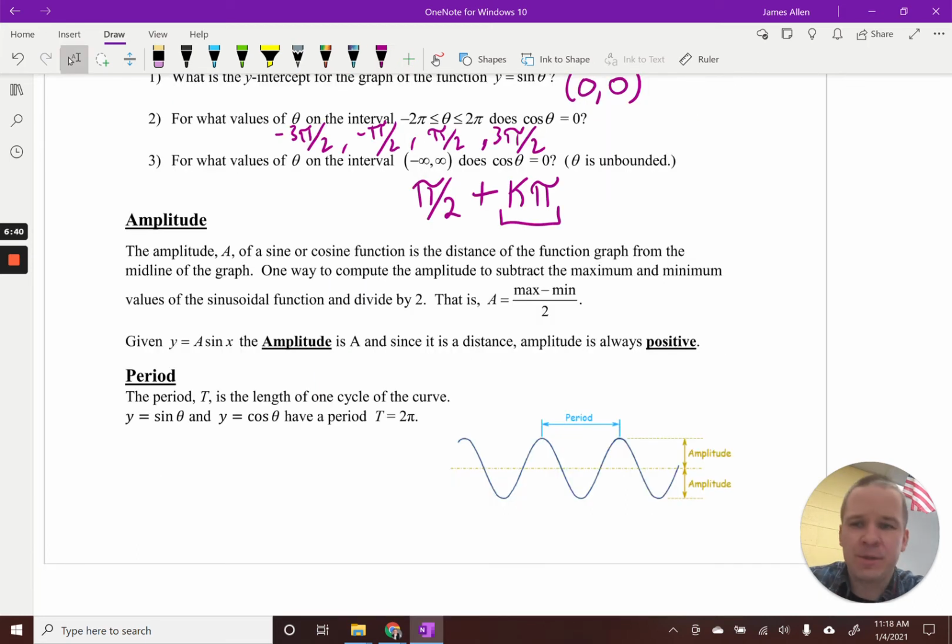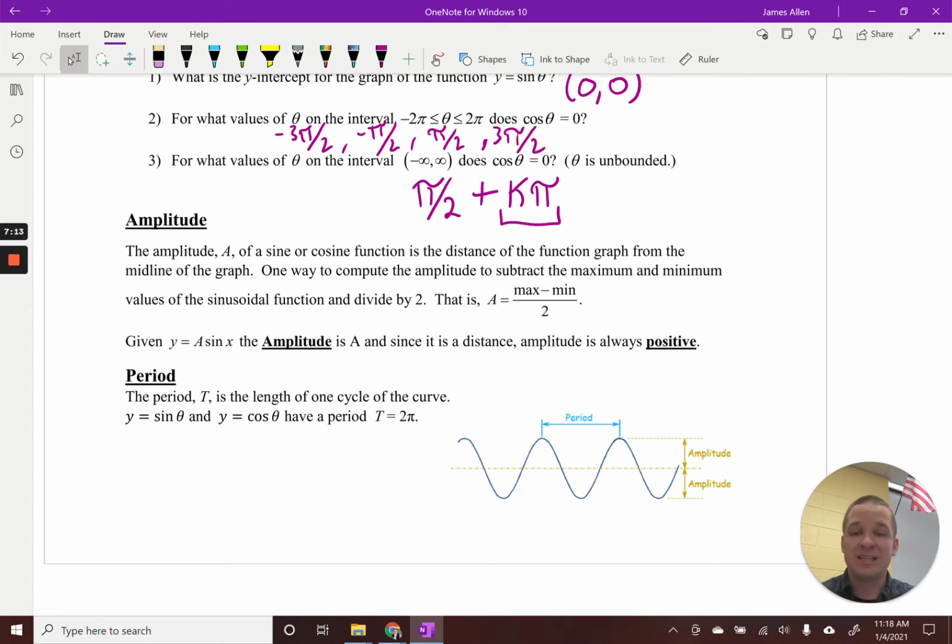All right, onto our amplitude here. So the amplitude, A, of a sine or cosine function is our distance from that midline of the graph. Right now we're dealing with our x-axis, how far away it is from the x-axis. But when we start dealing with shifts up and down, our vertical shifts, then we're going to have to focus on that midline. So I think it's best just to think midline for now, okay? So one way to do that would be to take your max minus your min, divide that by 2. That's your amplitude. Oftentimes we can also just kind of see it based on the graph.